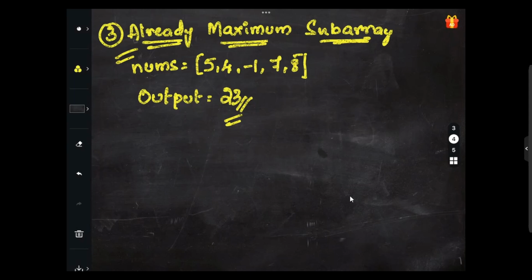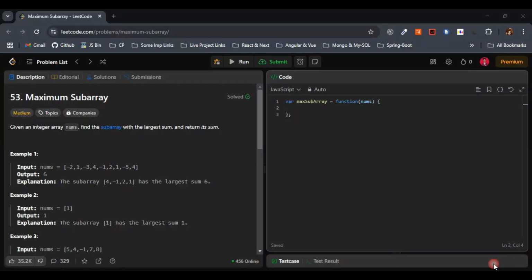Now let's start writing the code. This will be easy as we have discussed the approach clearly, right? So first let's initialize the max sum and current sum. Let's initialize the max sum as the first element, nothing but nums of 0. So max sum equals nums[0], and let's initialize the current sum as 0. I hope this is clear.